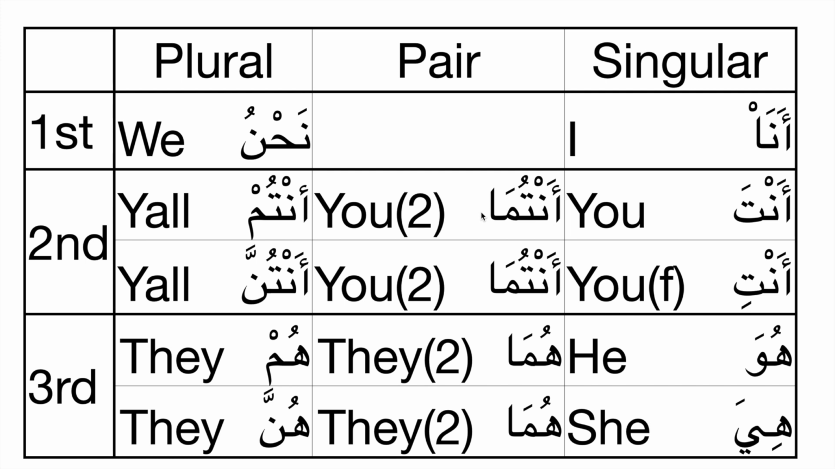So here we get antuma. This is the pair version of anta. And the way to recognize this is this mim alif right here. That is iconic pair tense, right? So whenever you say mim alif, most likely it's going to be in the pair form, okay? And it means like you two.